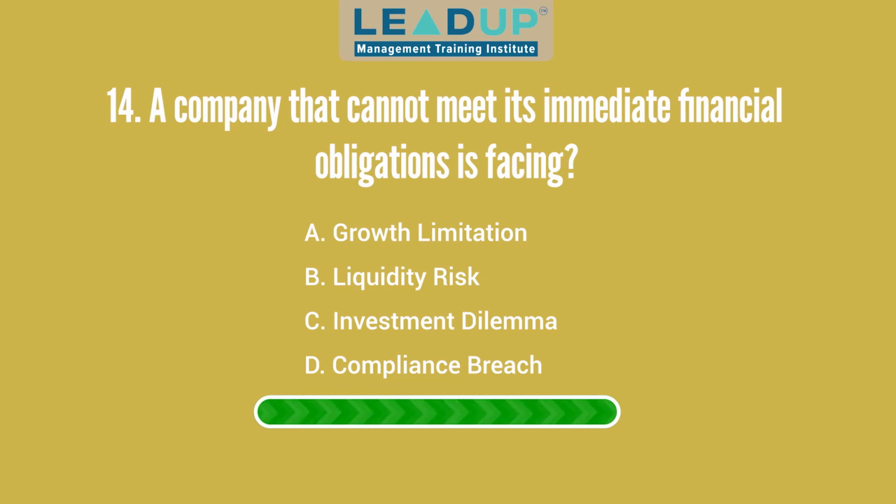Question 14. A company that cannot meet its immediate financial obligations is facing A. Growth limitation. B. Liquidity risk. C. Investment dilemma. And D. Compliance breach. The answer is liquidity risk.